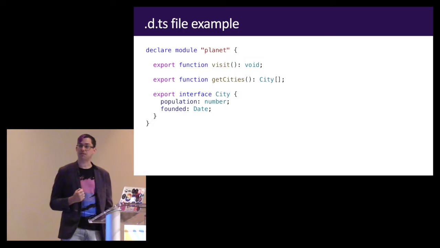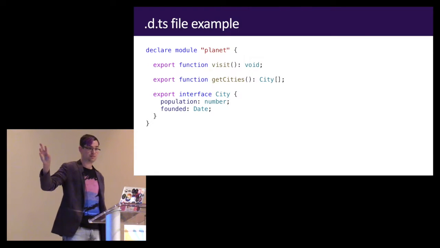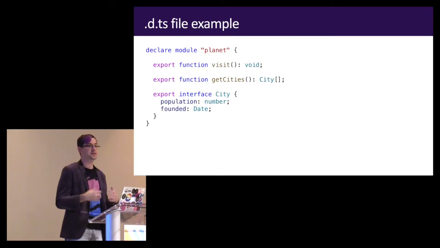And so this is what a file might look like. We can see we do declare module planet. And so we're saying, we're going to create a module. Here's its name. That name is important for whenever we do resolving like require calls.